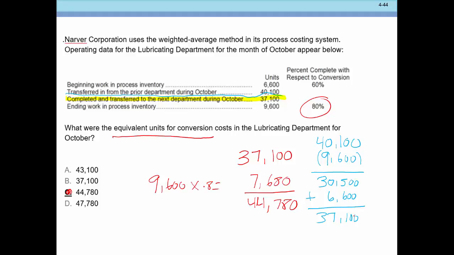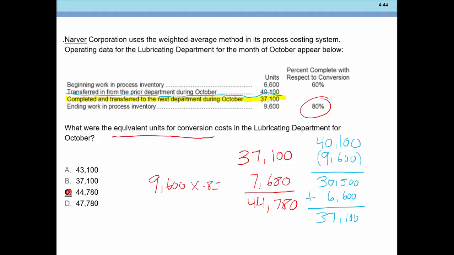37,100 were the units completed and transferred out, right? Because I completed the work on those beginning inventory ones, and I completed the work on the ones that I had started that aren't still in progress in ending inventory, right? So I get that same number, and then I add the equivalent units for my ending inventory to get the answer to this question. Okay, that's if they don't give me the units completed and transferred out.